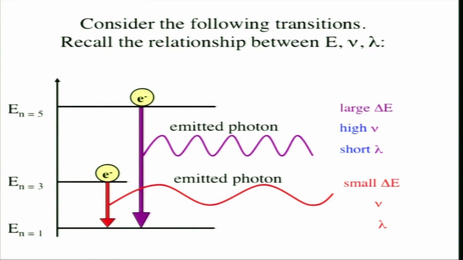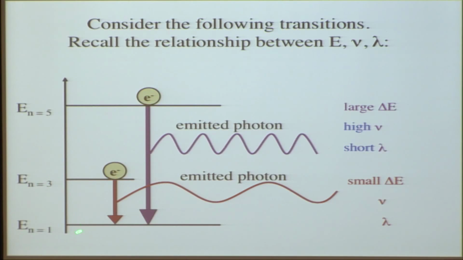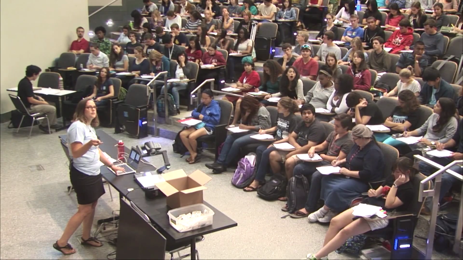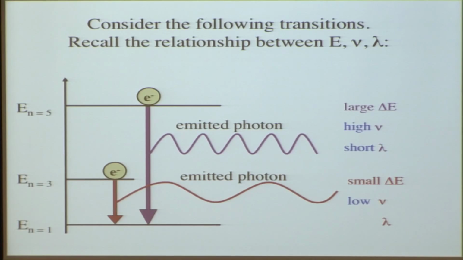Now, if we had a small difference, say n equals 3 to n equals 1, which is a smaller difference in energy, what's true about the frequency here? Right. Low frequency, and wavelength? Right. Long wavelength. All right.